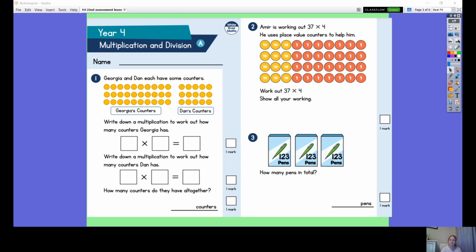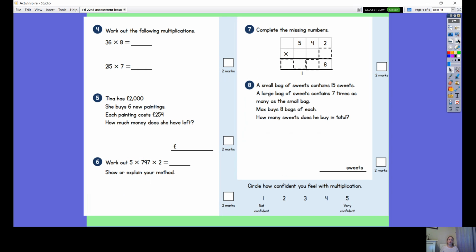Okay, so moving on to question 4. Work out the following multiplications: 36 times 8 and 115 times 7. So you can work those out either using grid method or column multiplication, whichever way you prefer. You can pause the video and work that one out. And then you can press play again if you want to listen to me reading the next one.